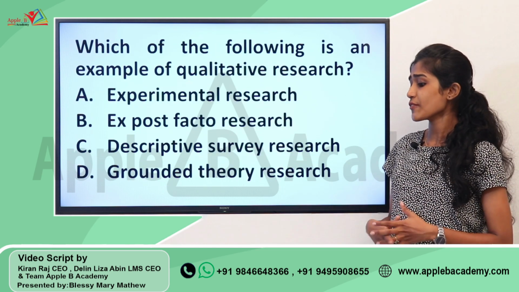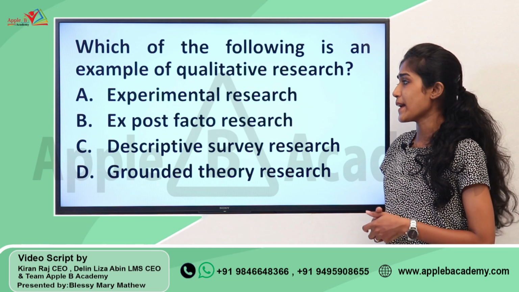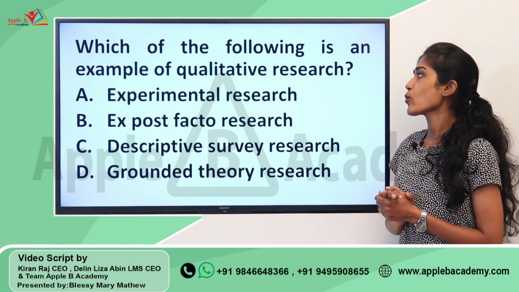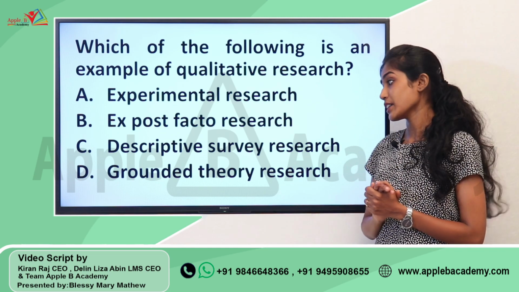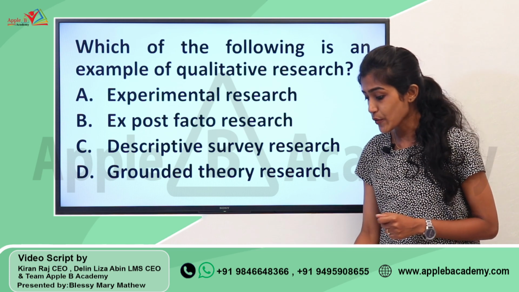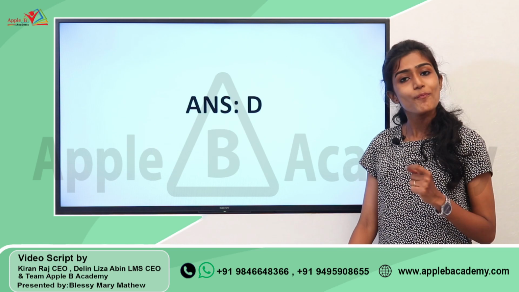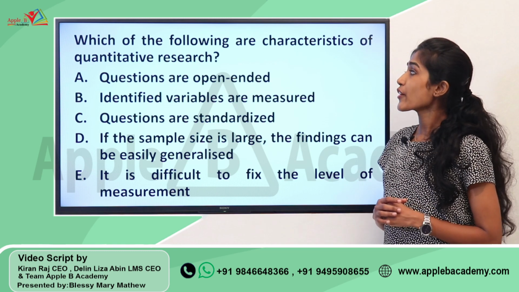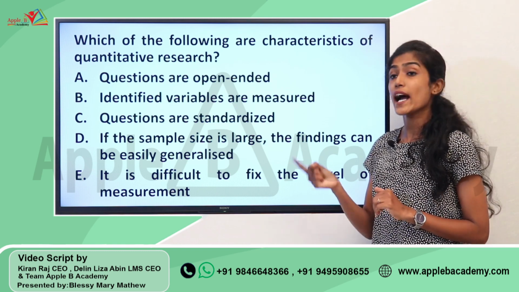So anyway, the right answer for this question is option D. We have already mentioned that. So an example of qualitative research from the options given below is option D, that is grounded theory research. Moving to the next question, which of the following are characteristics of quantitative research?